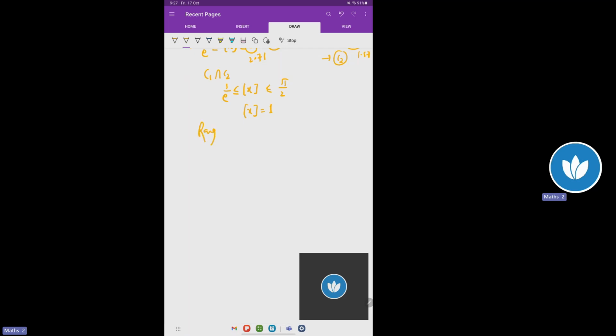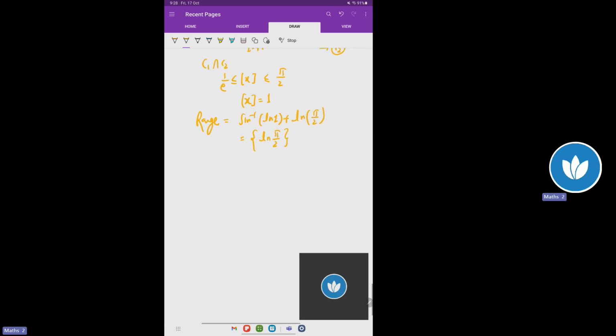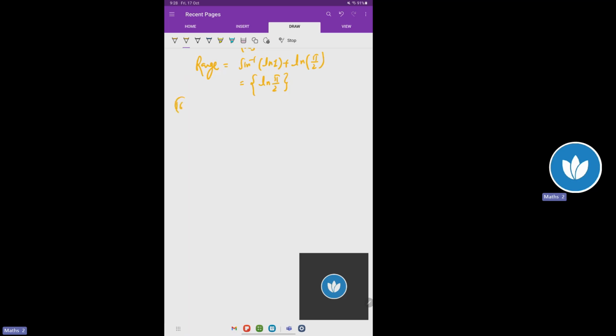So what is the range? Since this is the only possible value of the greatest integer, if we put it, we get sine inverse of ln 1 plus ln of pi by 2. Obviously ln 1 is 0, and sine inverse 0 is 0. So only one value is possible in the range, which is ln of pi by 2. Okay, now let's move to the next question, question number 16.